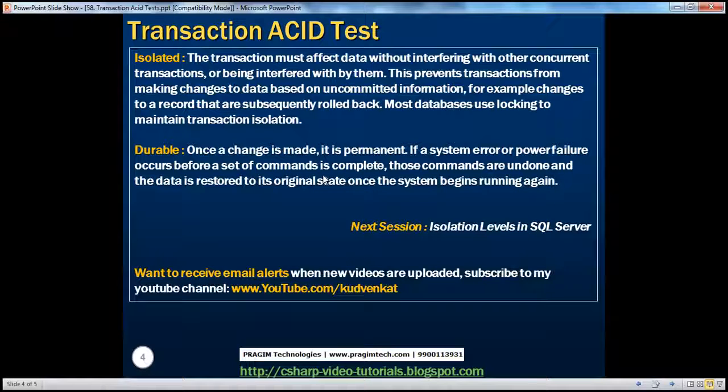So let's say, for example, we are executing a long running transaction, and let's say half of the data is modified, and then all of a sudden there is a power failure. When the power comes back, the database should roll back and undo the changes that it has already done and leave the database in a consistent and durable state. That's what durable means.